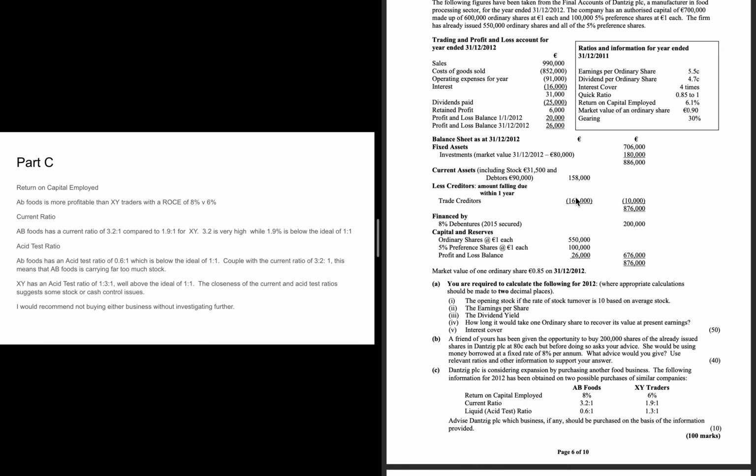But they gave me the option to say which business, if any, would you invest in. I wouldn't buy into either business without further information. So that's what I gave as my answer. In the marking scheme, they went with AB Foods, I think. I would have gone for XY Foods, as I said. So that's why I gave that as my answer. And as long as you can justify it, it's not right or wrong, you'll be fine.